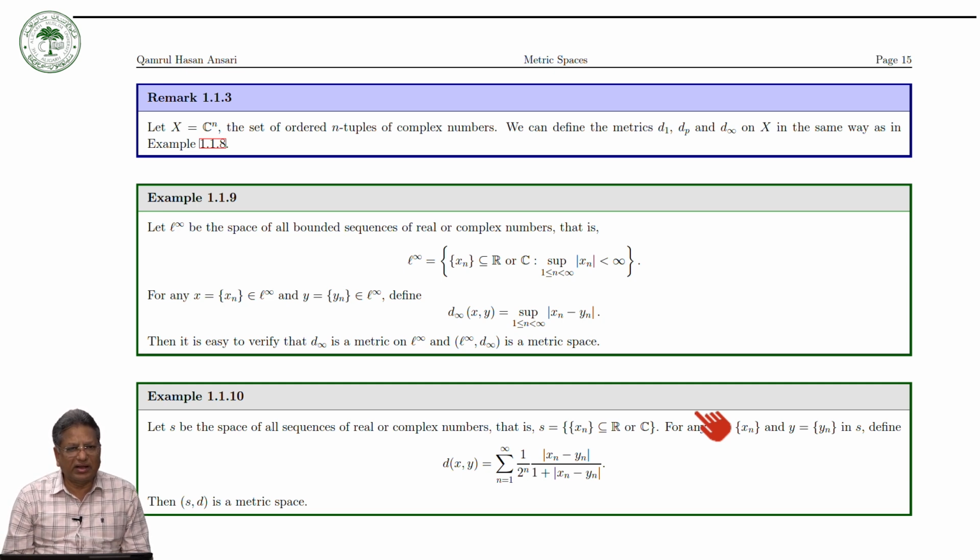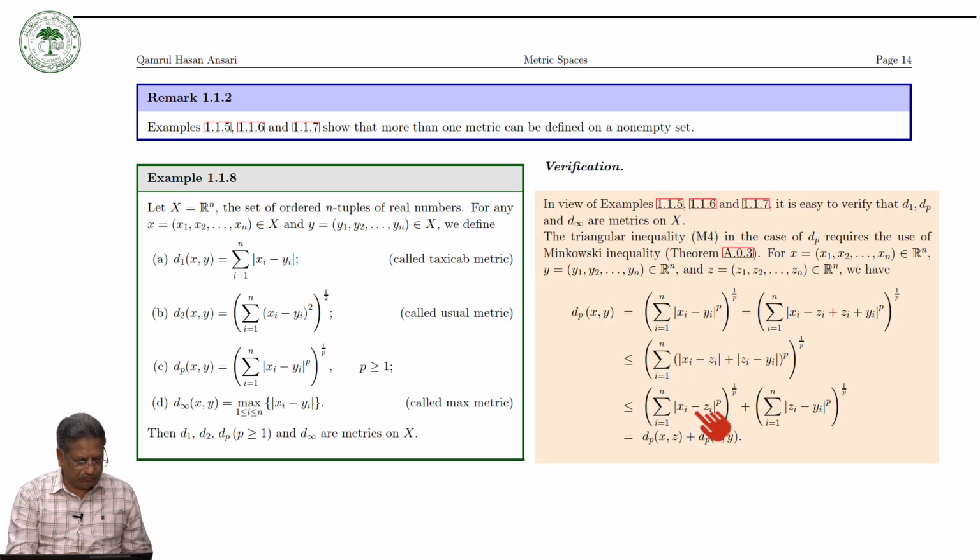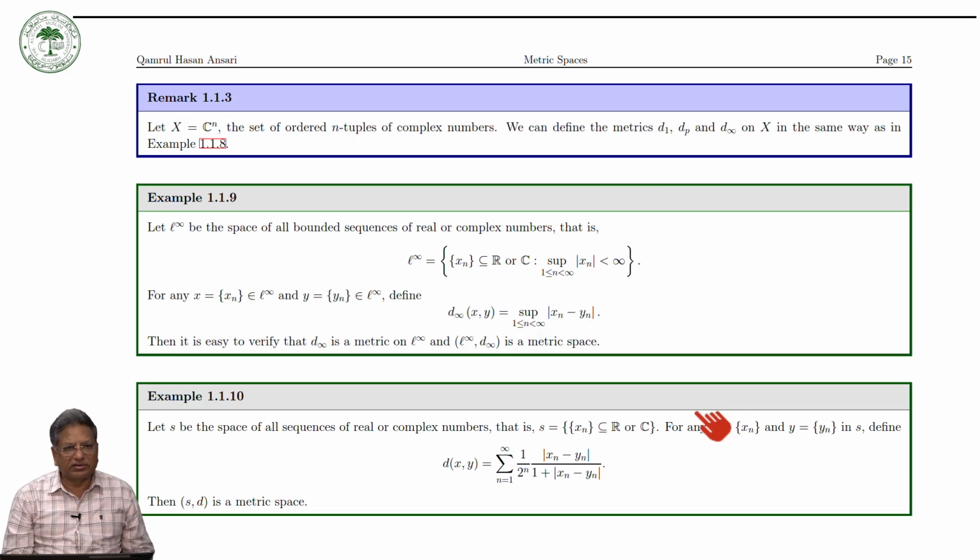Now in the same way as we have defined on Rn, if we consider X equal to Cn, the set of ordered n-tuples of complex numbers, then in the same way as in this example we can define metrics on X equal to Cn. Now let us move to different kinds of sets.